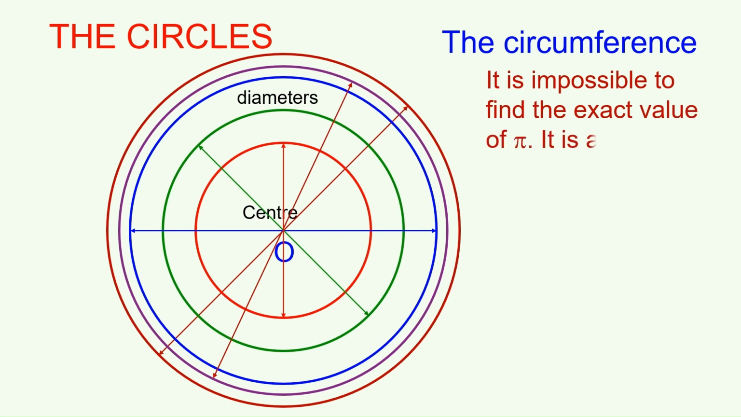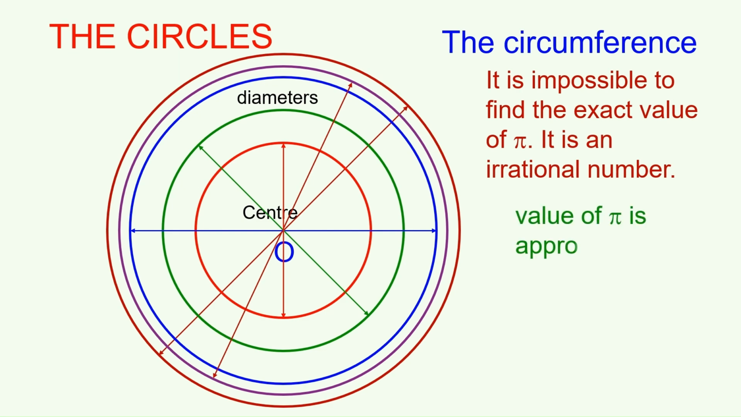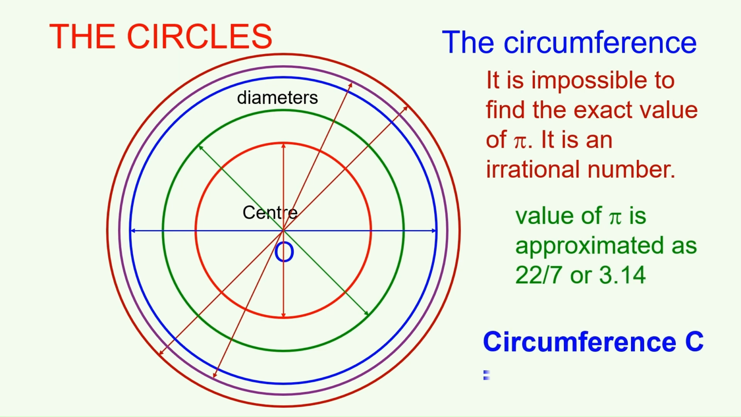It is impossible to find the exact value of pi. It is an irrational number. Value of pi is approximated as 22 divided by 7 or 3.14. Circumference C equals pi times d equals 2 pi r.